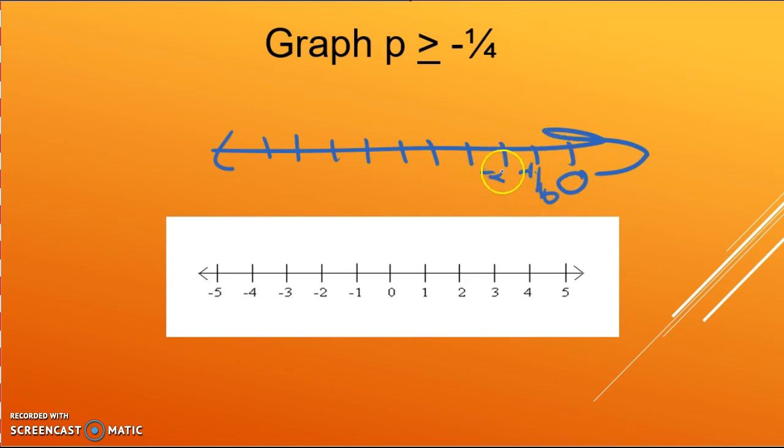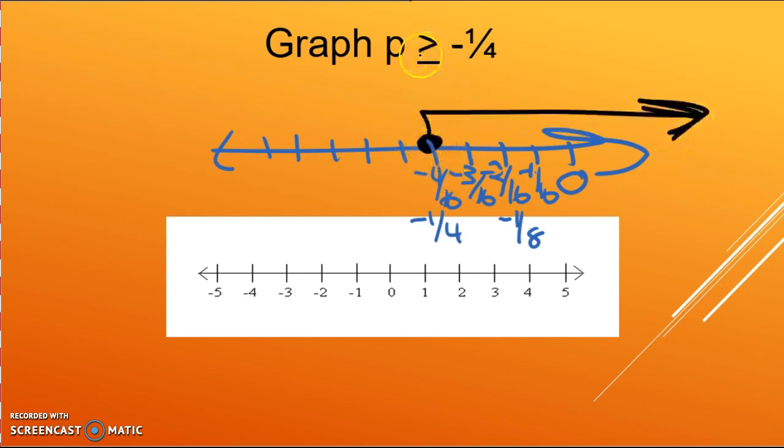Then I have negative 2/16, negative 3/16, negative 4/16, and so on. But as you're doing this, simplify if you can. So negative 2 over 16 is the same thing as negative 1 over 8, and negative 4 over 16 is the same thing as negative 1/4. So I know that I want to plot my point at negative 1/4, so that's going to be right about here. And then I know that I want to go to the right, because I want all the numbers that are greater than or equal to negative 1/4. Those are going to be all the numbers to the right.